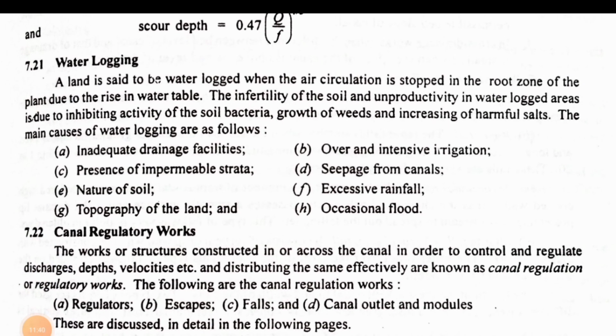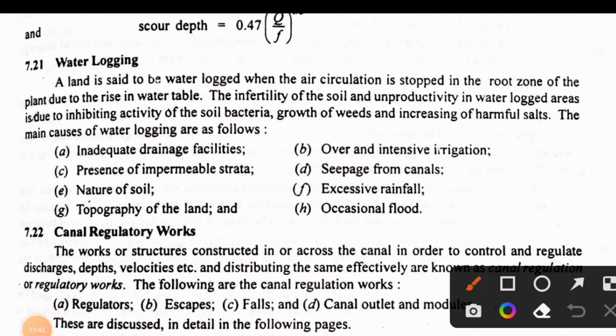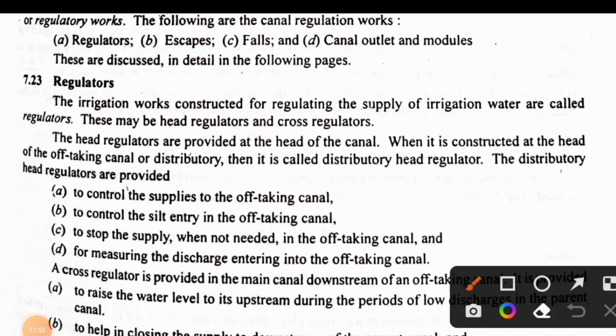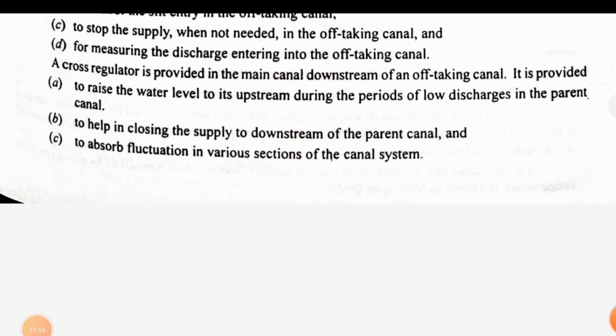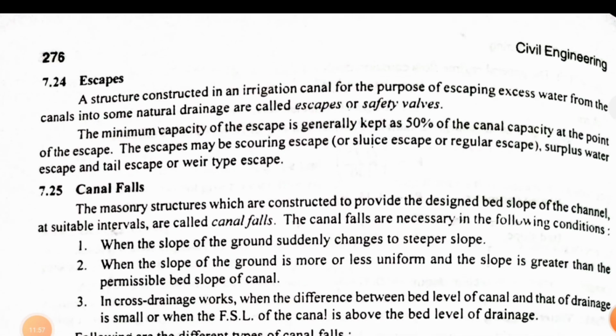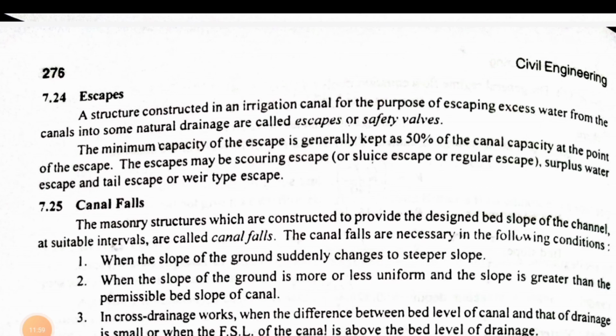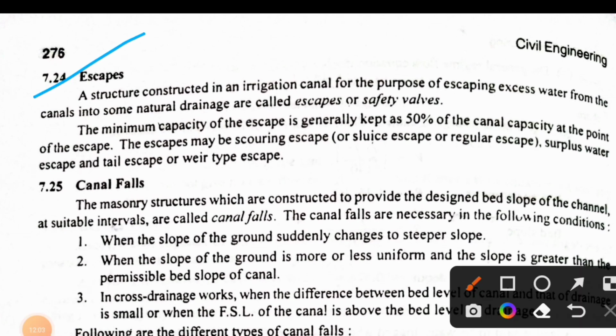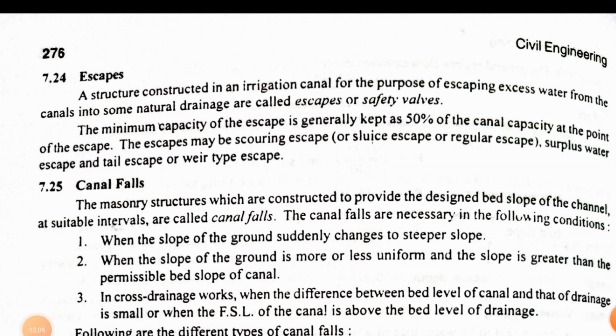Water logging. Canal regulatory works. Regulators. Escapes. Canal falls.